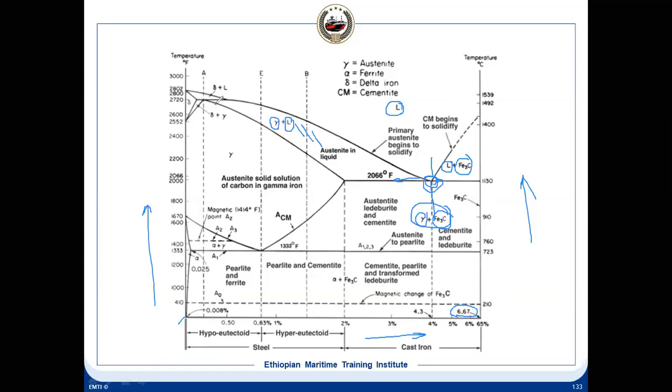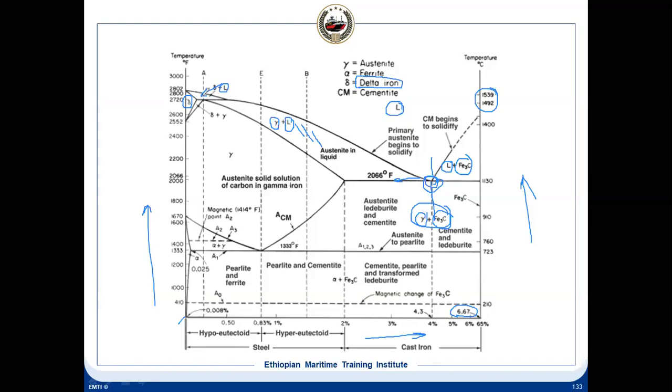Now let us see this side. If you go to this side, there is a delta here. What is delta? Nothing but ferrite. So ferrite, delta iron, is like a ferrite iron only. It is a pure iron which is stable at higher temperature. It means it will be stable at this temperature. So here there will be some delta plus liquid.